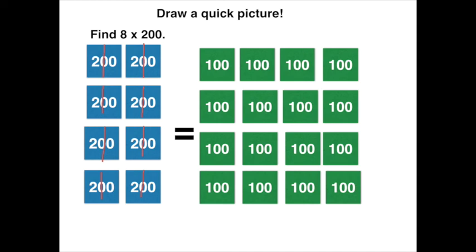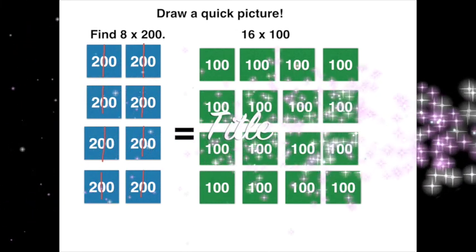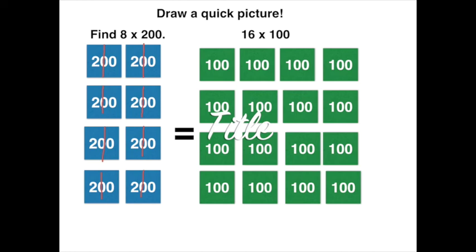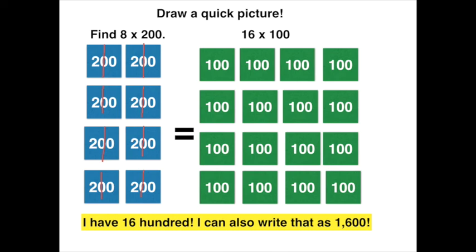Okay. So, now we have, looking at the green boxes, 16 green boxes. Each one has 100 in it, so we're talking about 16 times 100. Okay. How many hundreds do I have? I have 16, right? I have 1,600. And I can write that as 1,600.